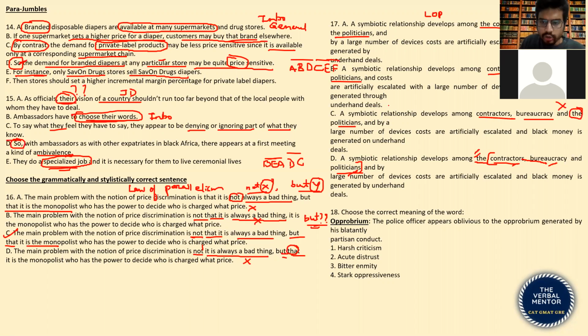So it has to be between B and D. Now let us read B and D vertically. One difference that I can see is generated through and generated by underhand deals.